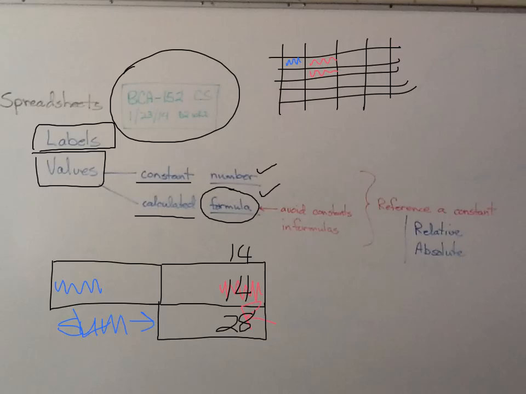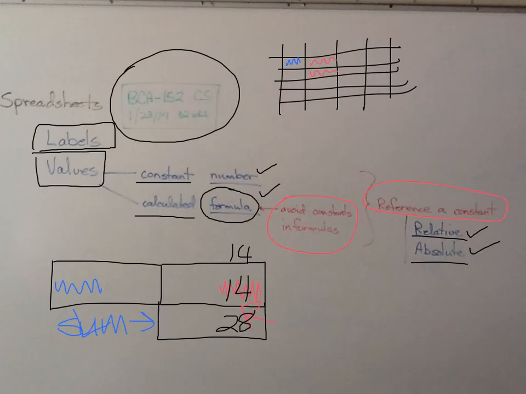An important point: we want to avoid using constants and formulas. We want to avoid using constants and formulas. What we want to use is a reference to the constant, a reference to it. And those references can be relative or absolute. And we did some examples today to show both of those. All right.